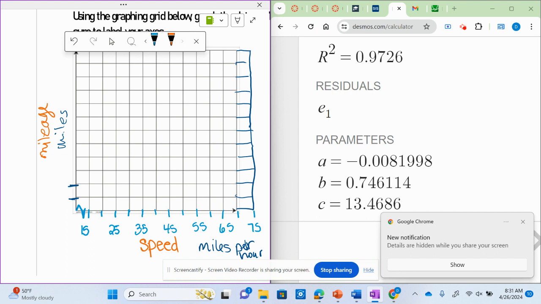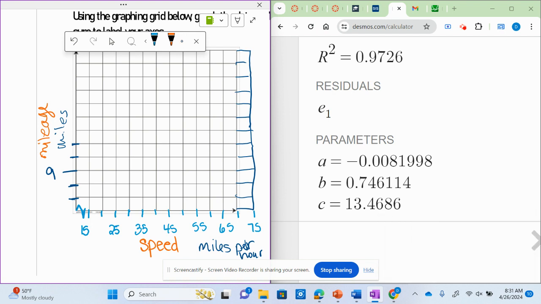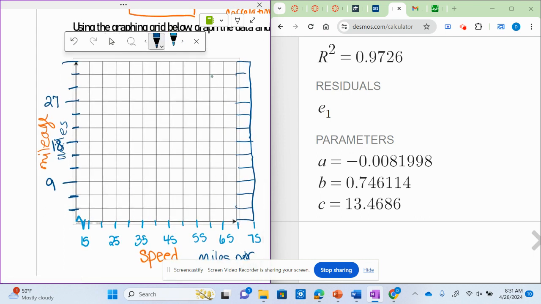I did 3, 6, 9, 12, 15, 18, 21, 24, 27, 30, 33, and 36. That way I have plenty of room to fit all of my data in there. We feel okay with that? All right.